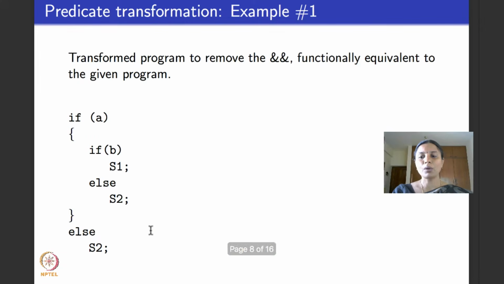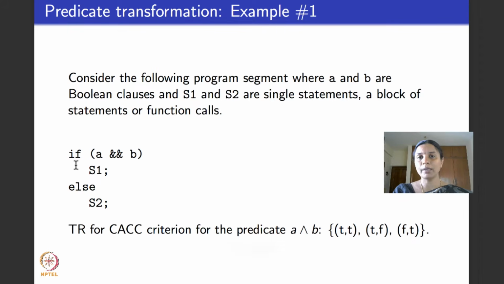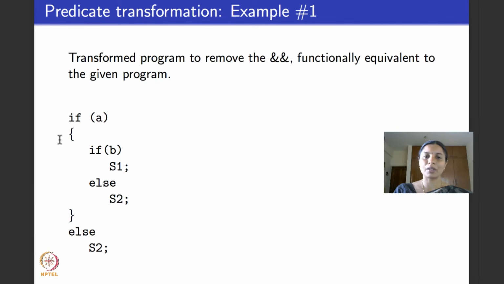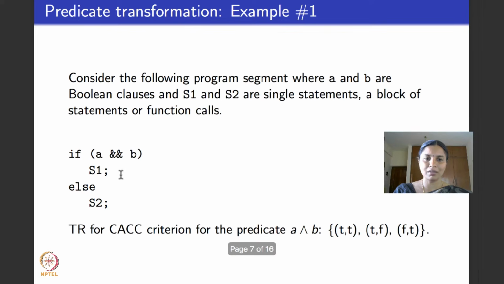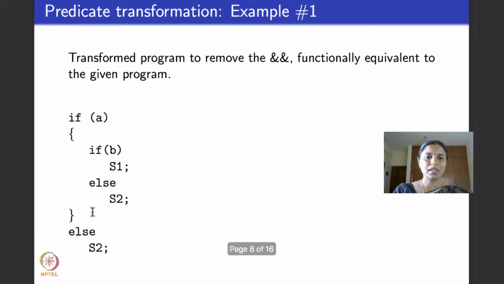Now, the goal is, we are looking at program transformation. This predicate has these two clauses. For some reason, I don't like it. I don't want to do the CACC criteria. I want to break these two clauses and rewrite this program into a program that has predicates that contain exactly one clause. So here is an attempt at rewriting this program in this slide. If A and B do S1, else do S2, is rewritten like this.